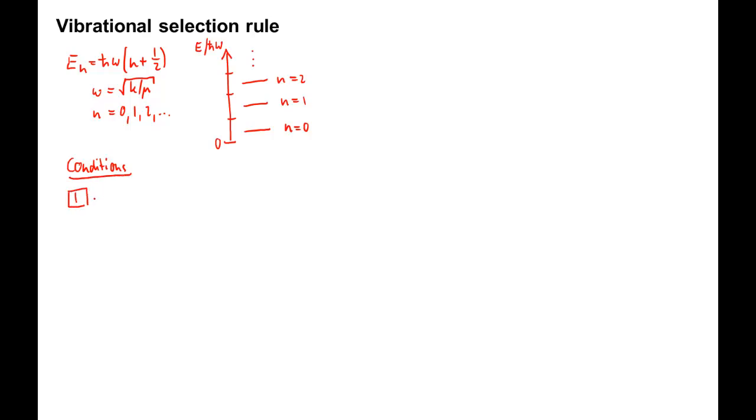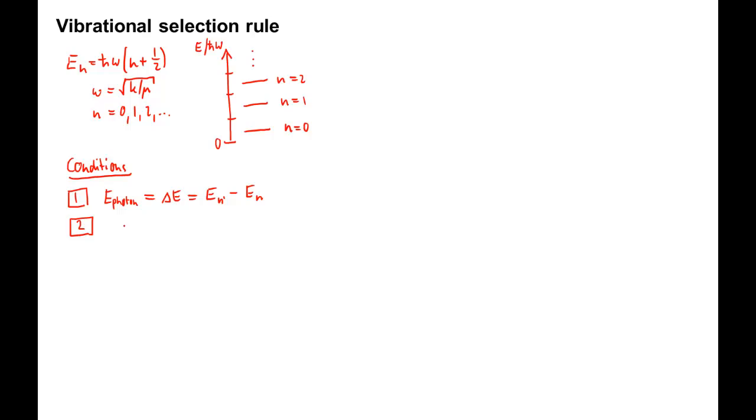First condition: for absorption, the incoming photon energy, let's call it E photon, has to match the energy difference between two states, delta E. Let's say between two states, one of them being n prime and the other one being n. For emission, it's the other way around. The difference in energy between two states is emitted in the form of a photon with that same energy. And this is all a consequence of energy conservation.